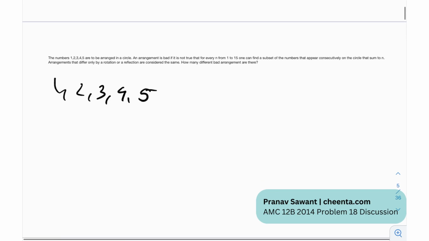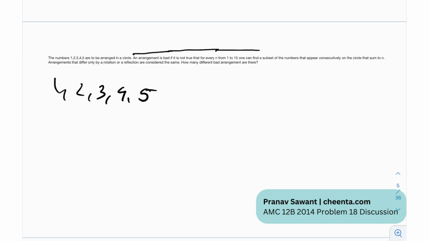Now, let's just take a moment to understand what they're trying to tell us. They're telling us an arrangement is bad if it is not true that for every n from 1 to 15, one can find a subset of the numbers that appear consecutively in the circle that sum to n. There's a lot of things going on here, so let me make it a little bit simpler. Whenever in any question you have this bad, not true, a lot of these negations, what you do is convert it to good. So if they are saying the arrangement is bad if it is not true, then let's look at when the arrangement is good.